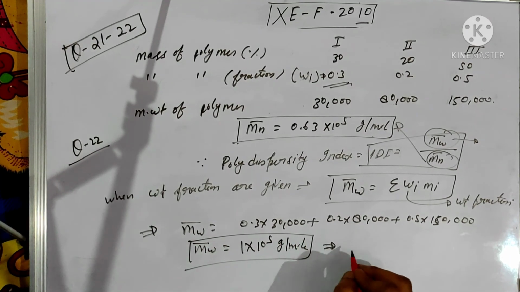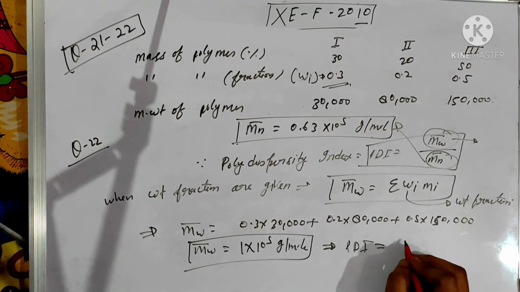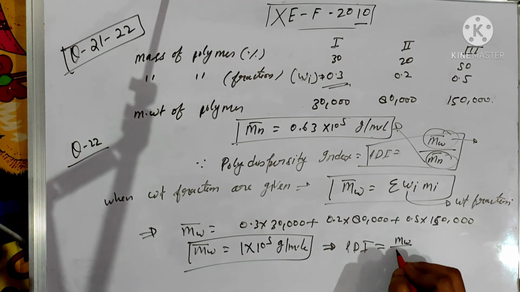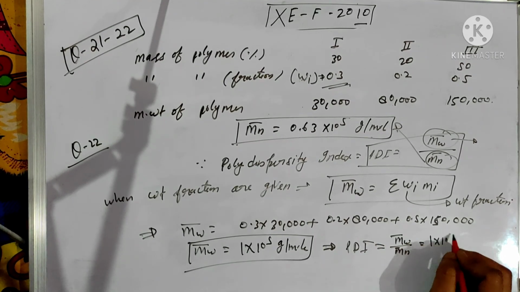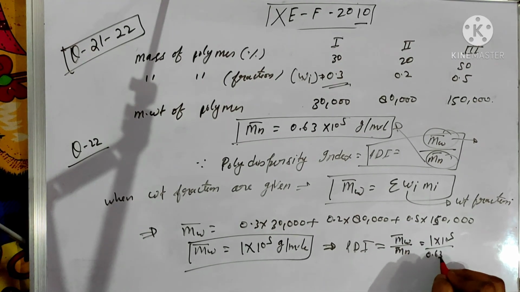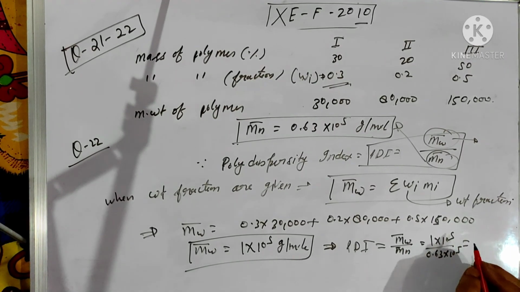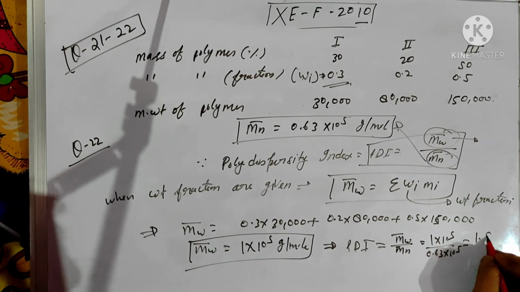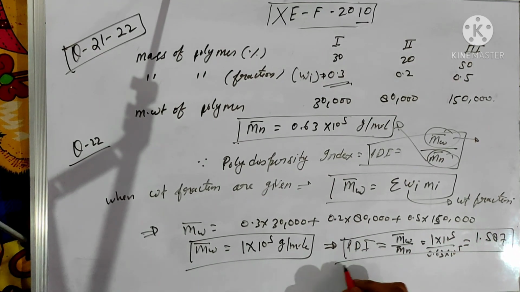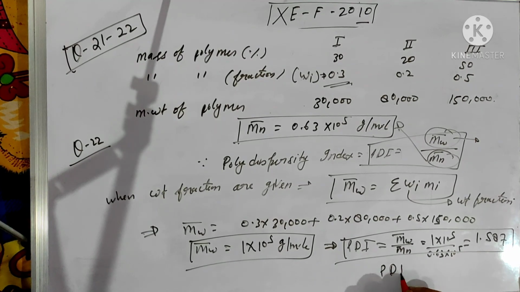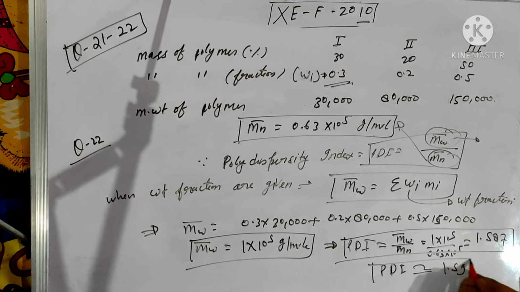Now the polydispersity index PDI is equal to Mw upon Mn, which is equal to 1 into 10 power 5 divided by 0.63 into 10 power 5, which is equal to 1.587. Then PDI is approximately 1.59. Answer.